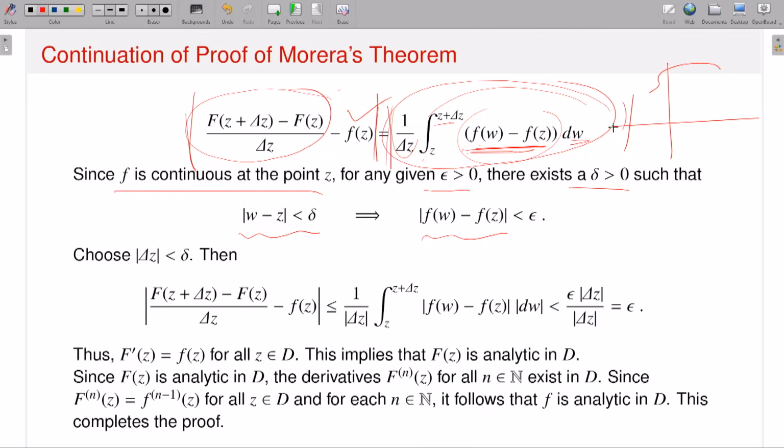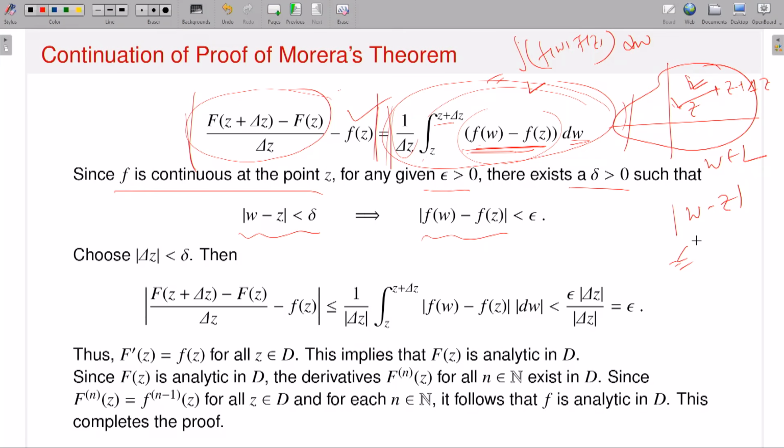Suppose this is your contour, so this is z and this is z plus delta z. You have to take any contour starting from z and ending at z plus delta z. So I am considering this integration over L of f of w minus f of z dw. What is my L? L is the line segment starting from z and ending at z plus delta z. If I take any point w inside L, then the distance modulus of w minus z is less than or equal to modulus of z minus z plus delta z, which is equal to modulus of delta z.